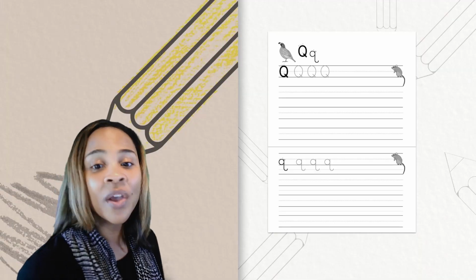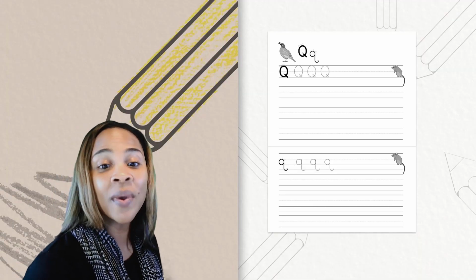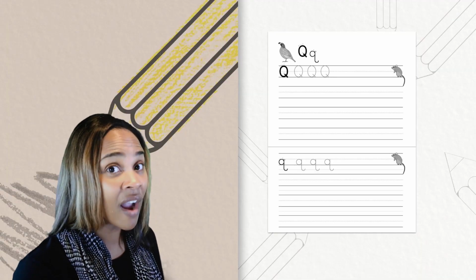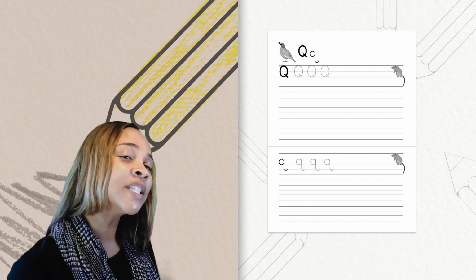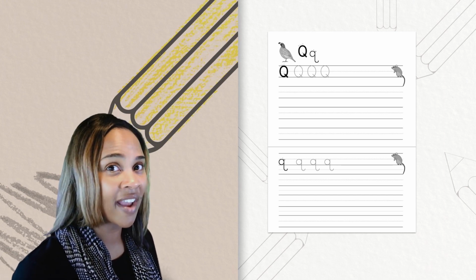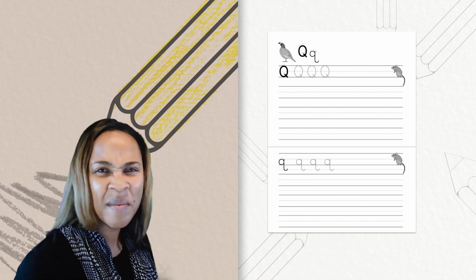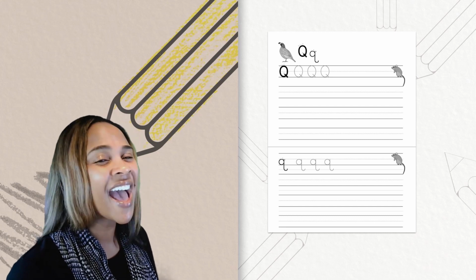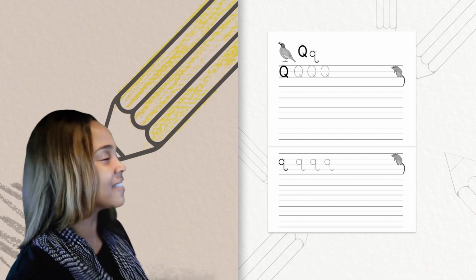Remember that handwriting paper? Go ahead and grab it if you have it. If not, any paper will work just fine. We're going to start with our letter Q, our uppercase Q. Let's practice writing it on our handwriting paper with the little mouse. Remember that little mouse guides us as we're writing our letters.